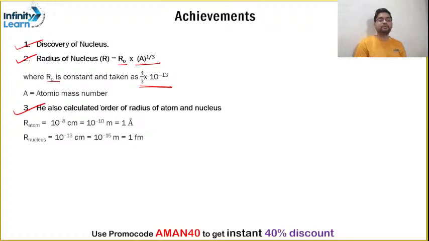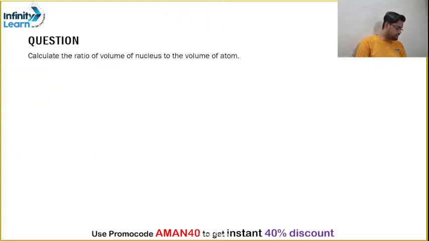Third, he also calculated the order of radius of atoms and nucleus. The radius of atom is in the order of 10 raised to minus 10 meters or 10 raised to minus 8 centimeters, whereas the radius of nucleus is 10 raised to minus 15 meters or 10 raised to minus 13 centimeters, or 1 Fermi. Clear? Got it?